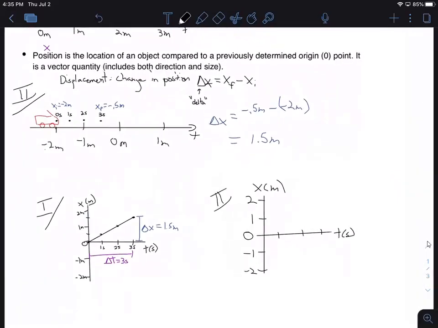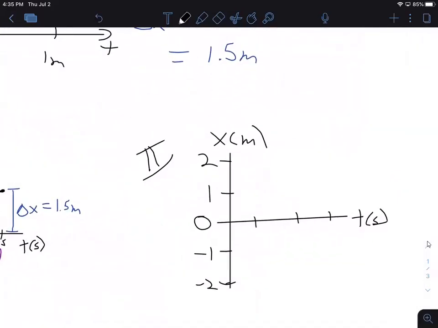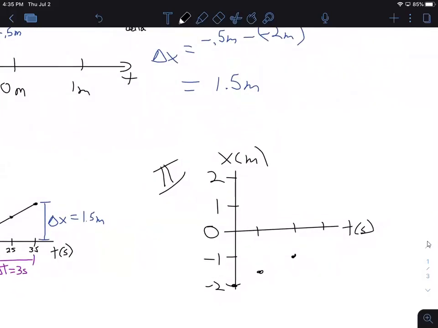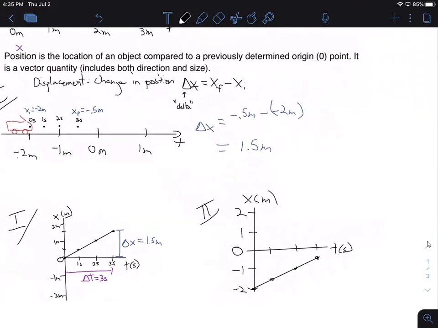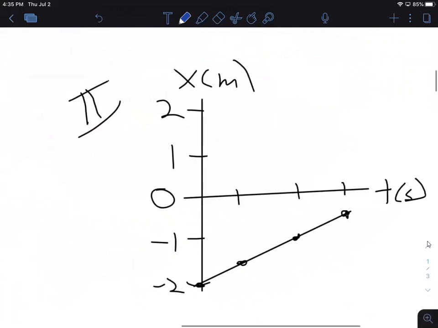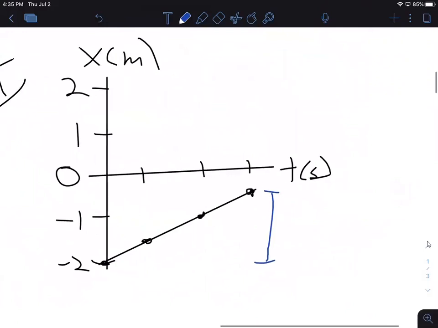Here, my starting position at 0 seconds, I was at -2. 1 second later, I was at -1.5. 2 seconds later, I was at -1. And at 3 seconds, I was at -0.5. So you see these graphs do look different. But if I looked at my displacement, that'd be the rise here, I'm still going up.